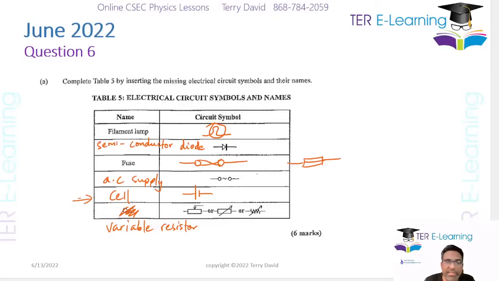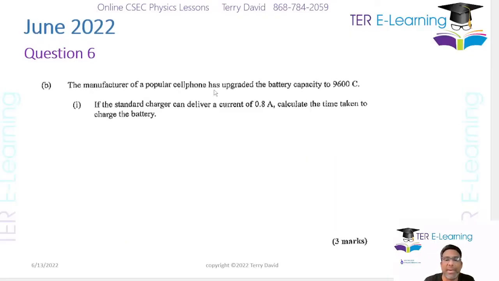All right, so let's move on. A manufacturer of a popular cell phone has upgraded the battery. I did a question like this with my class, where we had upgraded the battery in some cell phone. So this is like a repeat question, to tell you the truth. The capacity, so that's charge, that's Q. If the standard charger can deliver 0.8 amps, calculate the time taken to charge the battery.